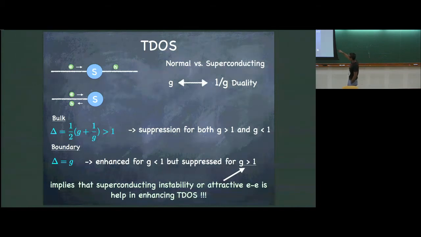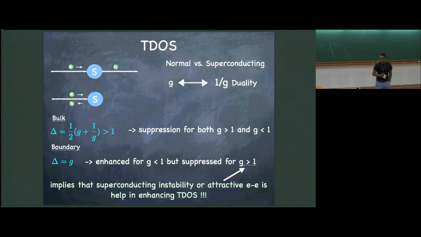So again, I'm going to make this comparison of tunneling density of states. It turns out that there's actually a duality between the normal junction and the superconducting junction, and the duality goes as G going to 1 over G. This is something we showed. The bulk tunneling density of states is symmetric under G going to 1 over G, so nothing happens. Essentially, even if you put superconducting boundary conditions, you continue to suppress electron tunneling into the wire. But if you have a boundary, a half wire, and you tunnel an electron there, then for repulsive electrons you really have an enhancement of tunneling density of states. That's really interesting, because it changes the physics. You can have an enhancement of tunneling density of states simply induced by superconductivity.